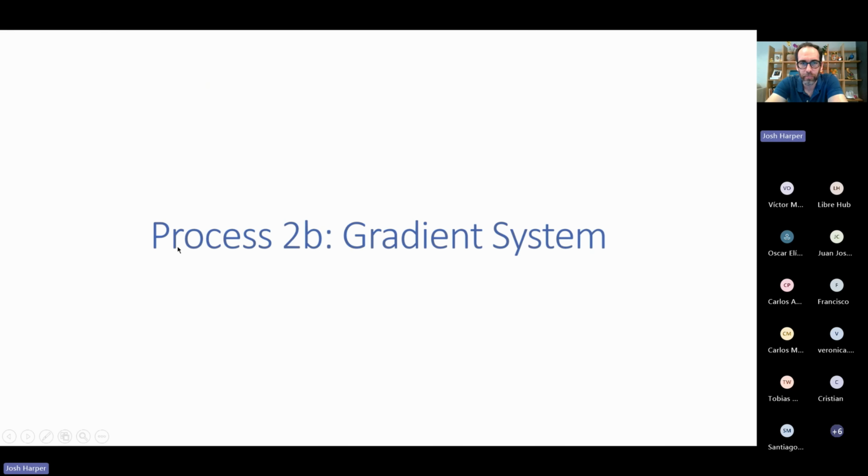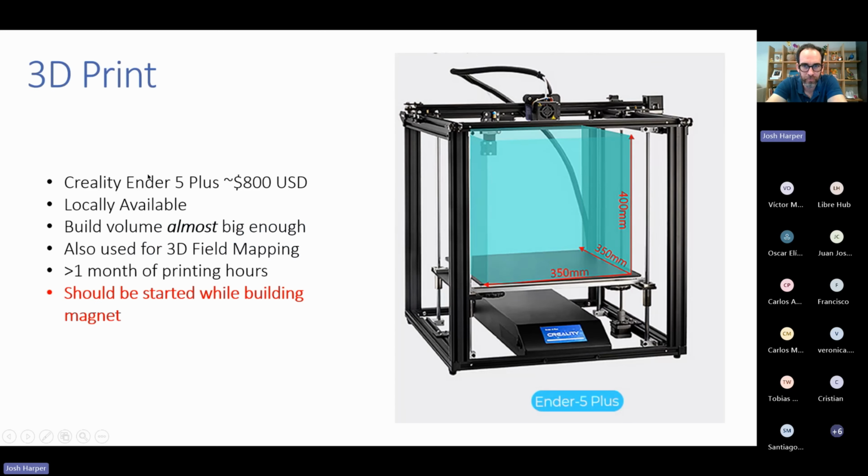In conjunction with that process, you can start working on the gradient system. For the gradient system, you need a decently sized 3D printer. So our 3D printer was an Ender 5 Plus, which is about $800, and we were able to purchase it locally, which is why we went with this one. And in terms of quality, it was able to produce the quality that we were looking for. The build volume is not quite as large as we would like, but we were able to adjust some of the designs.